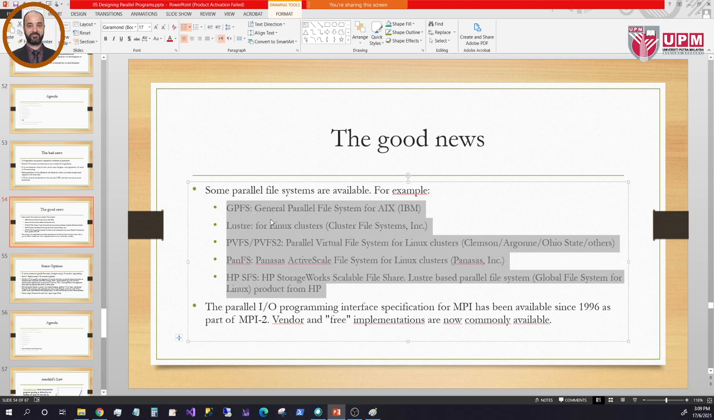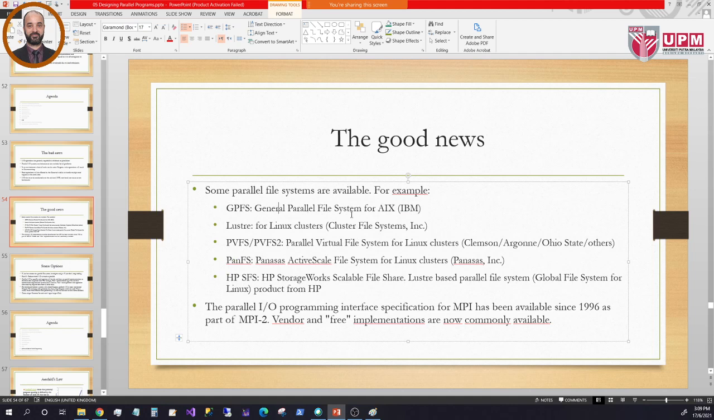Here, GPFS is called General Parallel File System for AIX. This is from IBM. And Lustre here is for Linux clusters, a cluster file system.